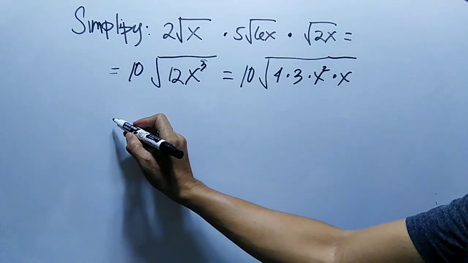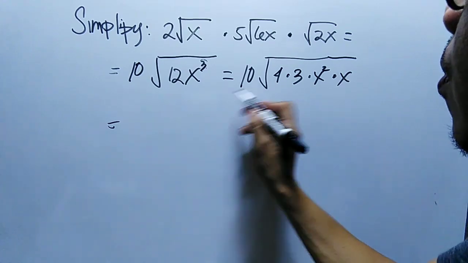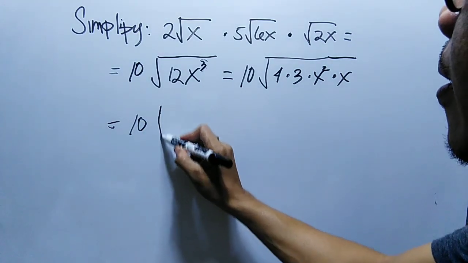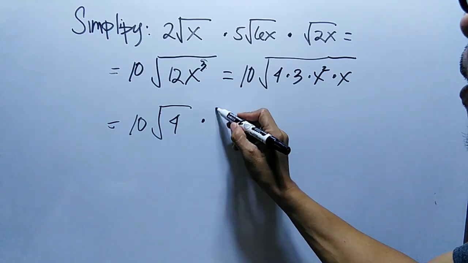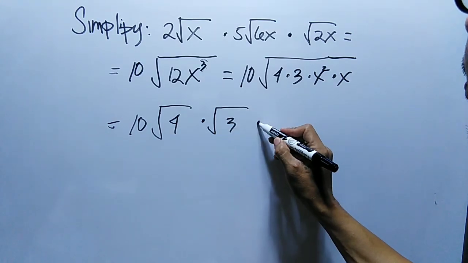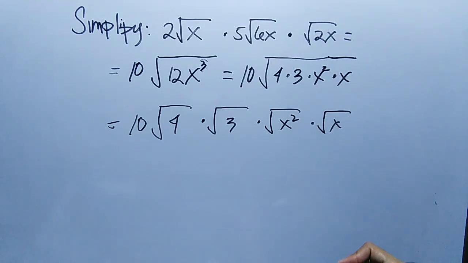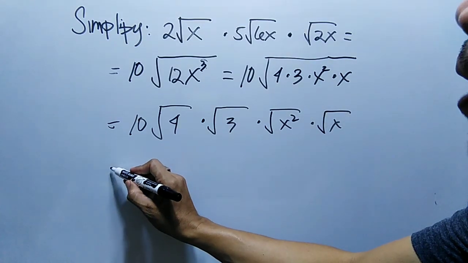And then, continue tayo. Dito tayo sa baba. Kopyahin muna natin si 10. Then, separate natin yung mga square root na yan. Square root of 4 times square root of 3 times square root of x squared times square root of x. Okay? And then, continue tayo.